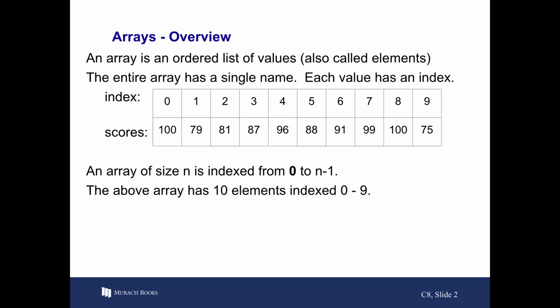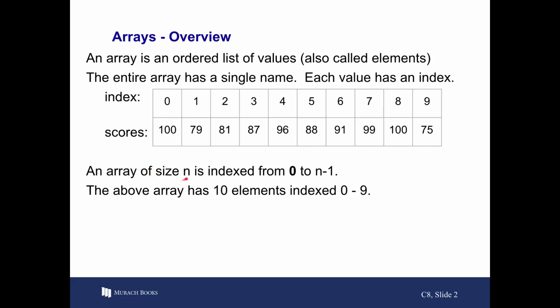The entire array has a single name, which is a variable name. In this case, this array is named scores. We put all of the values into the array, and each value is assigned an index value. So this is scores at 0, scores at 1, scores at 2. This is the index starting at 0, 0 through 9, and these are the scores that are included in the array. So the array allows us to put more than one piece of data into the same variable name.